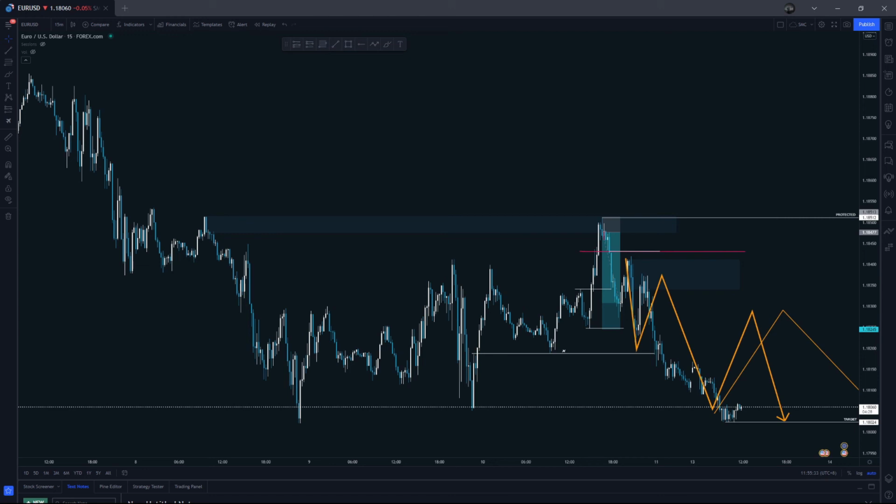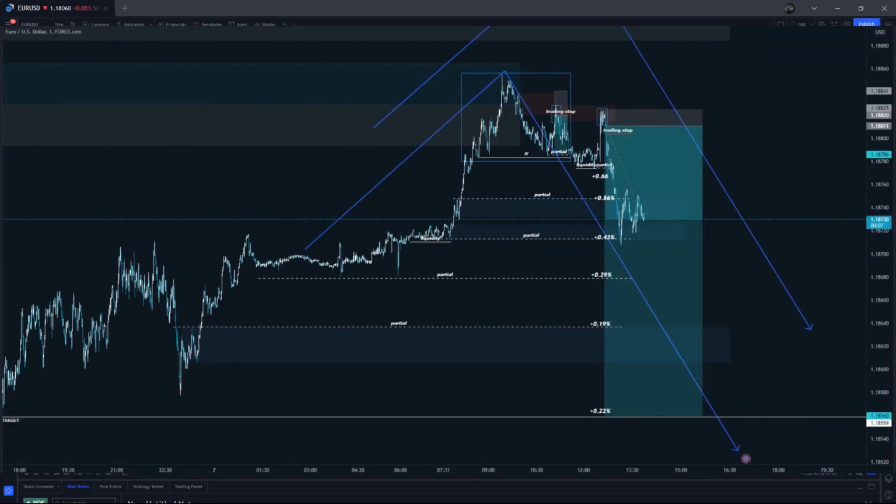Wait, I'm looking for it. I DMed one of my moderators because he was asking how I partial. Oh, there it is. Perfect. I think it was this one. So I think this was 0.5 risk. Then the first partial was there at the liquidity low because I was expecting it to break.